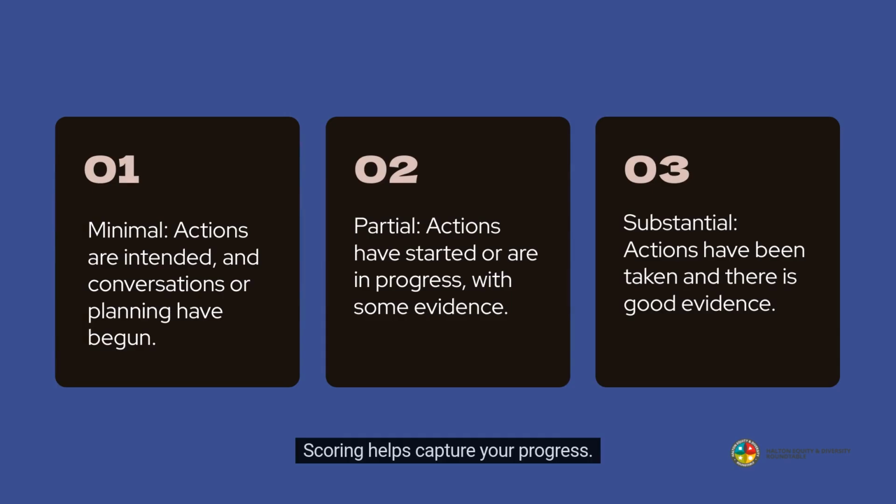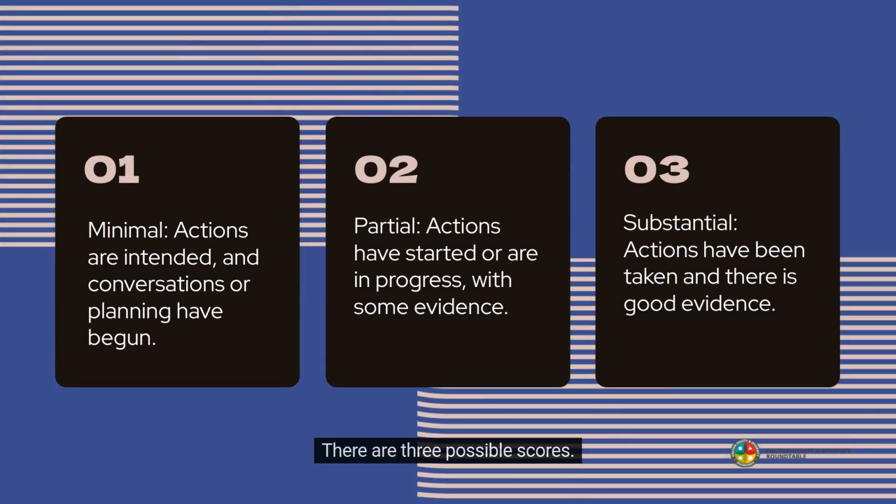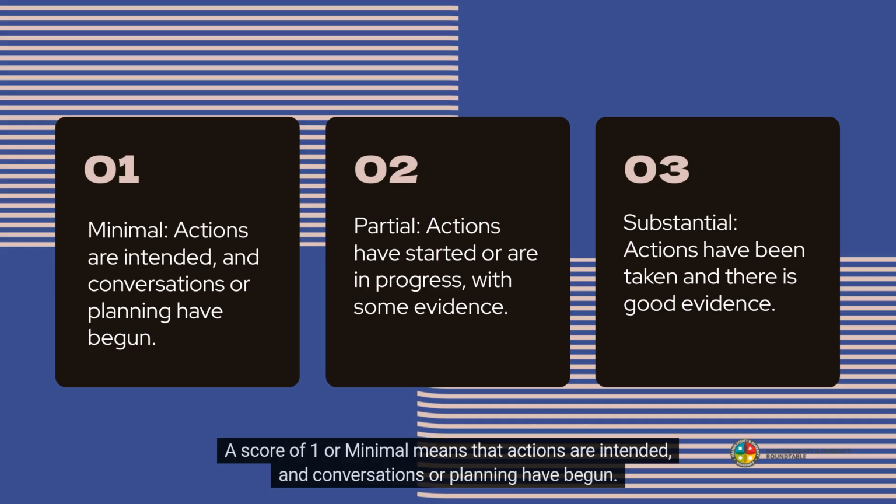Scoring helps capture your progress. There are 3 possible scores. A score of 1 or minimal means that actions are intended and conversations or planning have begun. A score of 2 or partial means that actions have started or are in progress with some evidence.